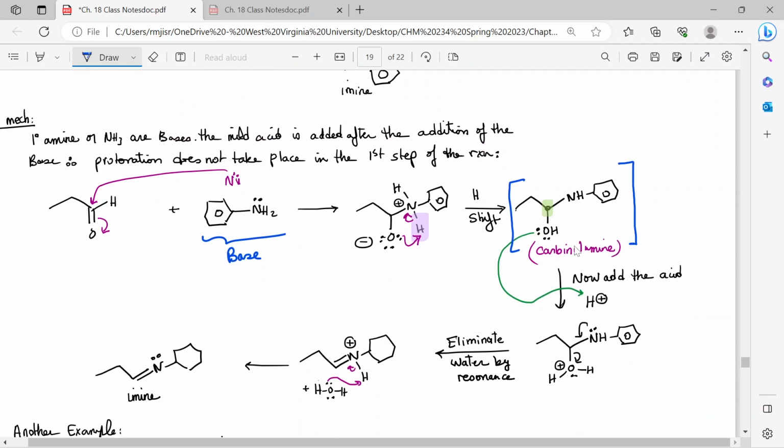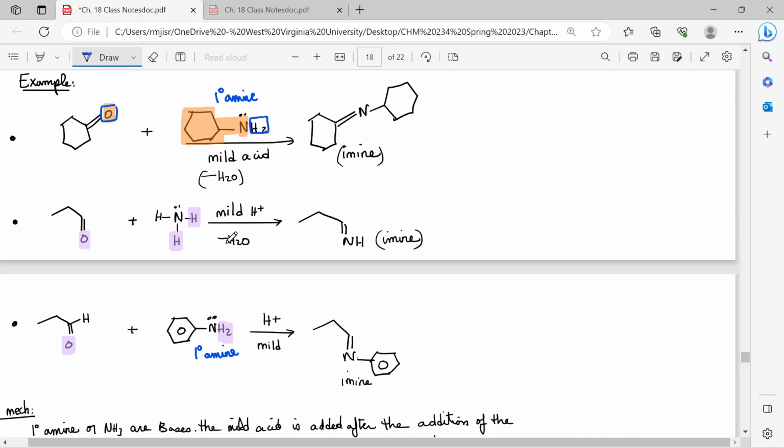The intermediate is called a carbinolamine. This is the carbon of the carbonyl over here. It's a carbinol because it's a carbon that is connected to an OH, and at the same time it is connected to an NH. This intermediate we won't isolate, so the reaction continues. Now we are going to add the acid, because you want to get rid of the OH. You want to do a dehydration in this reaction, because after all, if you look up there, you are losing water.